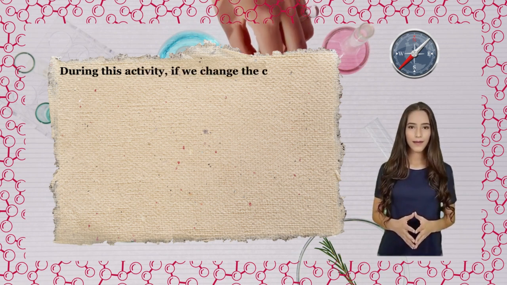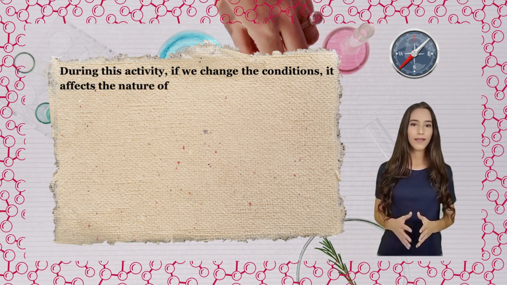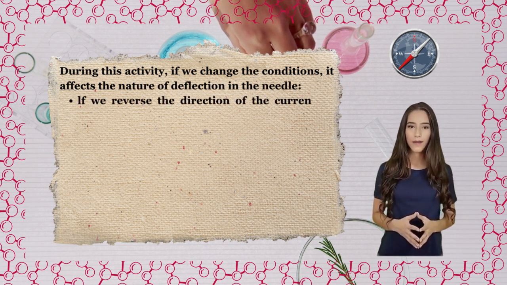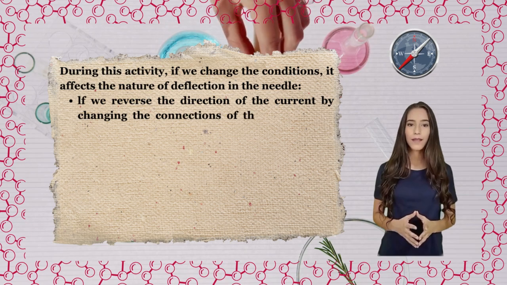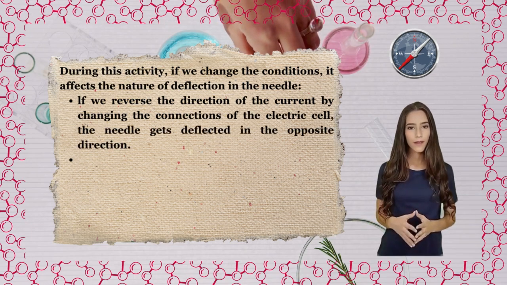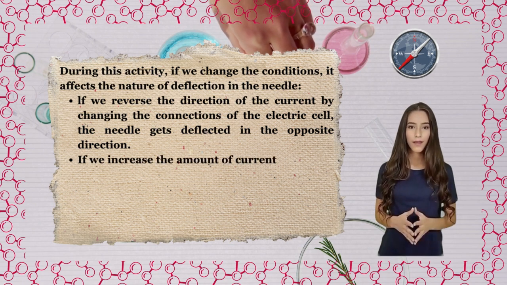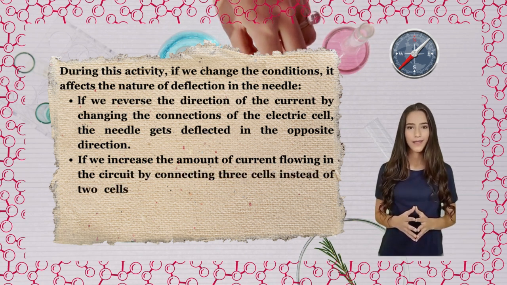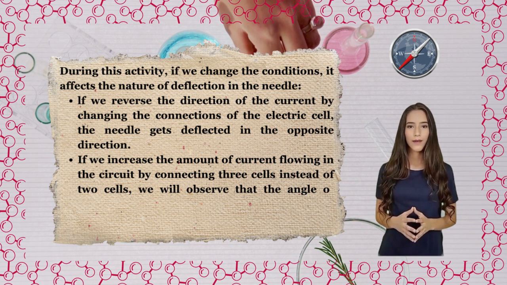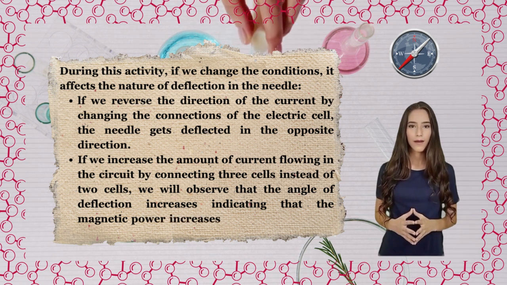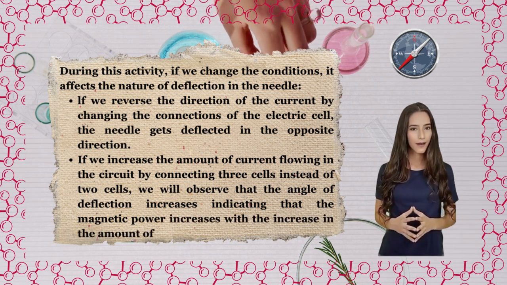During this activity, if we change the conditions, it affects the nature of deflection in the needle. If we reverse the direction of the current by changing the connections of the electric cell, the needle gets deflected in the opposite direction. If we increase the amount of current flowing in the circuit by connecting 3 cells instead of 2 cells, we will observe that the angle of deflection increases, indicating that the magnetic power increases with the increase in the amount of current.